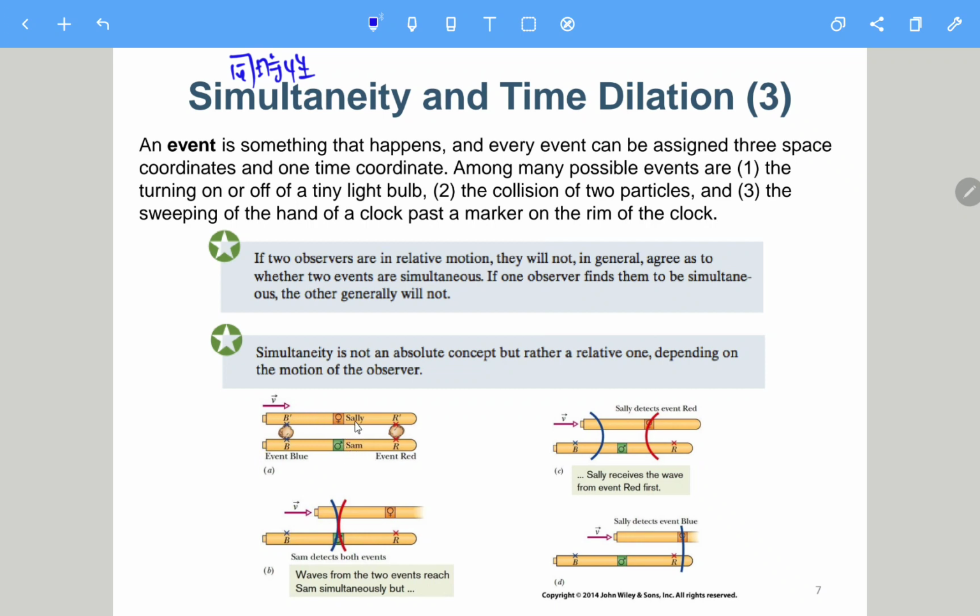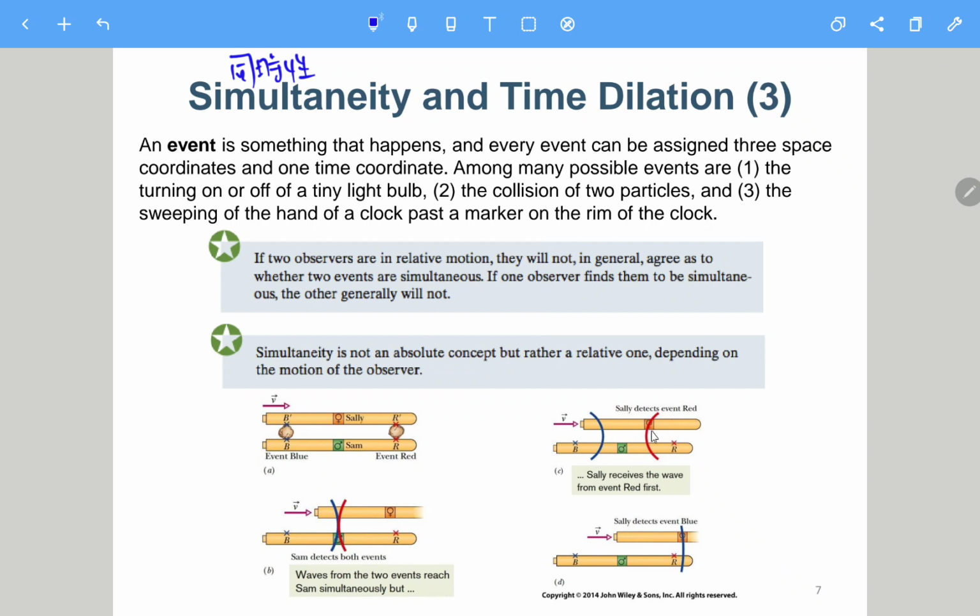If Sally is moving to the right side, and when B and R happen, just imagine at the same time, but Sally is moving to the right side. So when this happens, it will transmit some light in any direction.